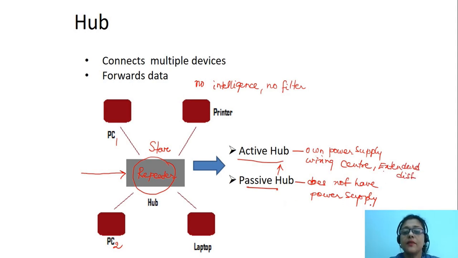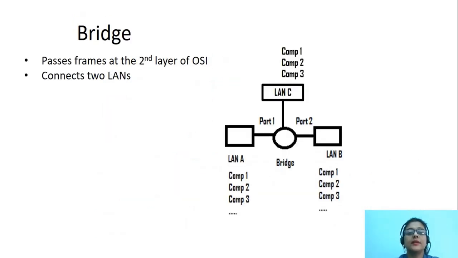But the passive hub simply forwards packets, forwards the data. It does not have any wiring center and it uses the nodes for its wiring and power supply for the active hub. So this is about the hub. Let us now understand bridge.